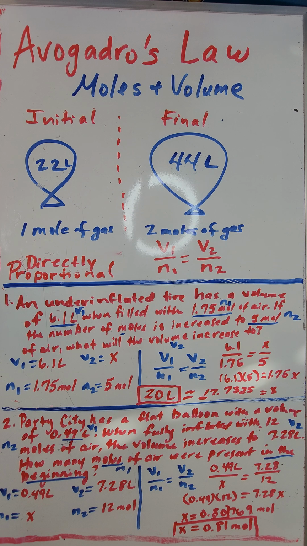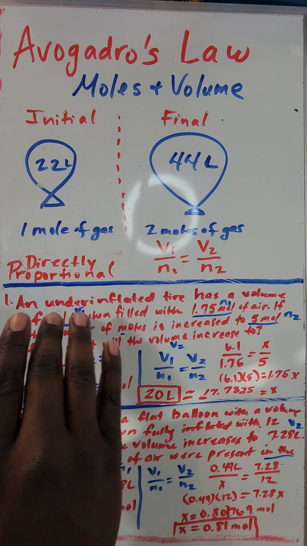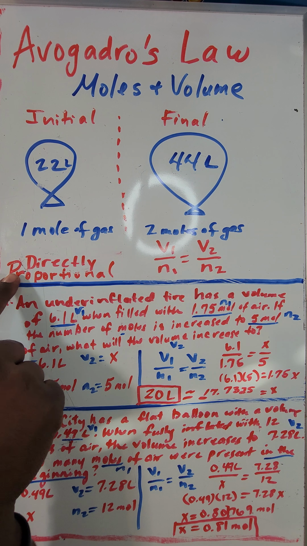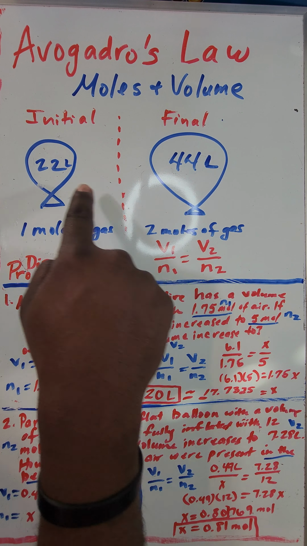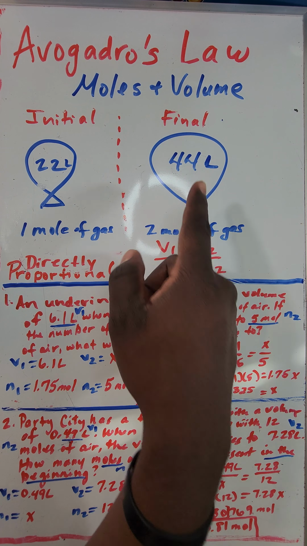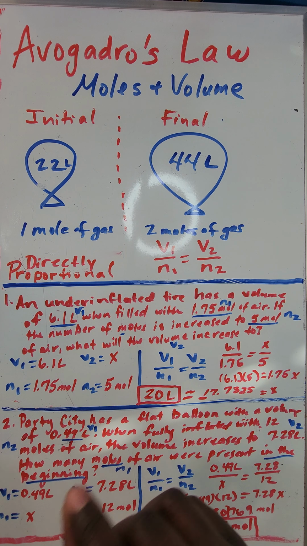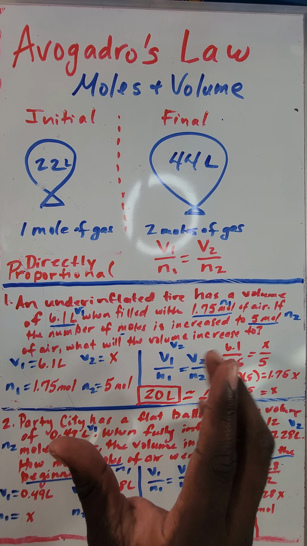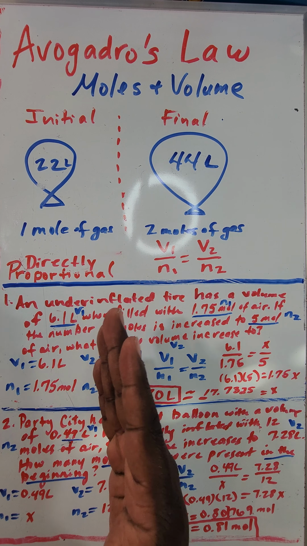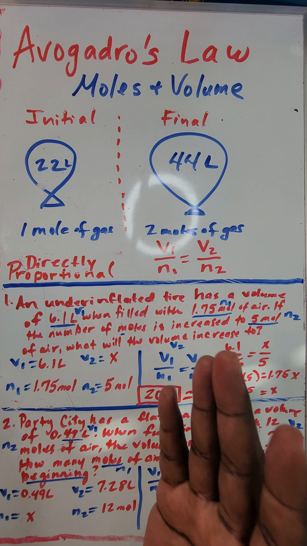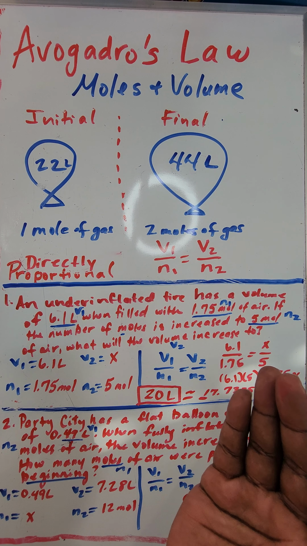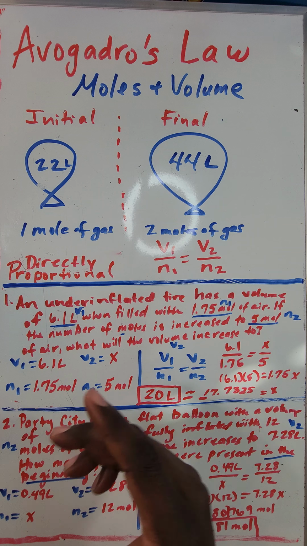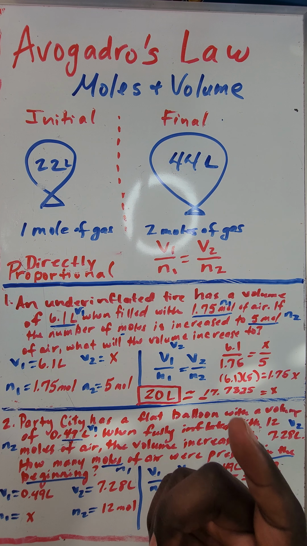That is Avogadro's law in a nutshell. Again, it's directly proportional because as the moles of gas increases, the volume will increase as well. You know that because when you blow up a balloon, the more air you put in there, that's the number of moles you're putting in that balloon. As a result, you will have a larger volume because you're putting more air in the balloon or the tire or when you're inflating a basketball or anything like that.